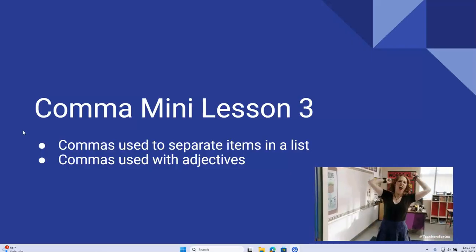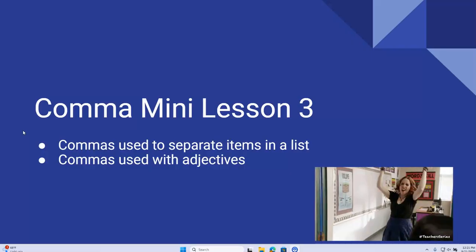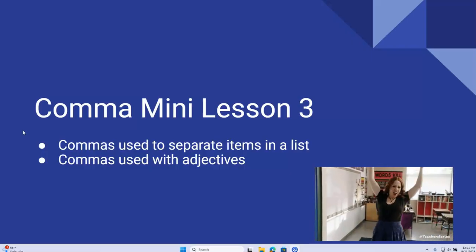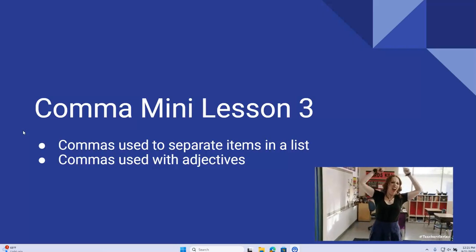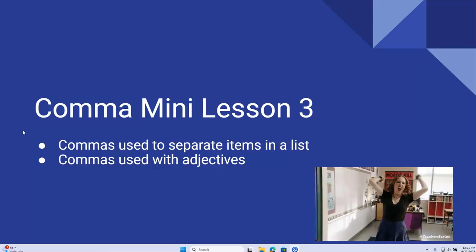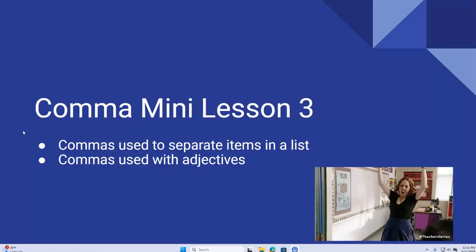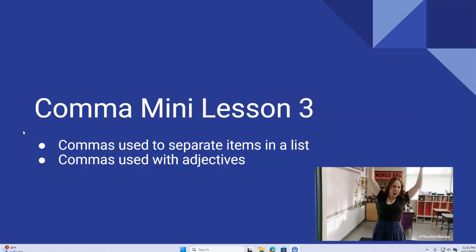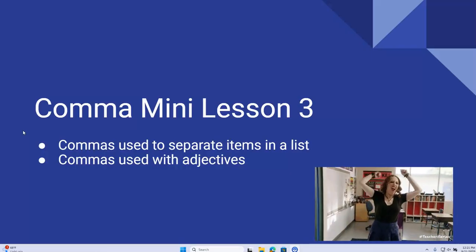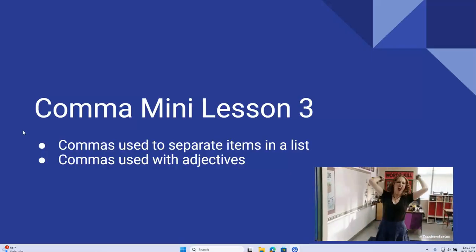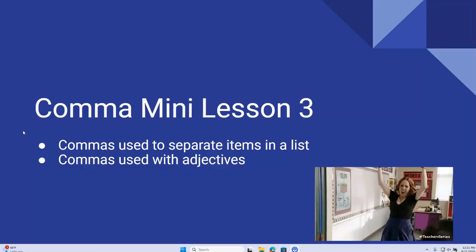We started by talking about using commas with conjunctions. And then last week we talked about using commas in sentences that contain dates. And this week we're adding to that. We're actually going to be talking about two separate instances of when you will need to use commas. The first is going to be using commas to separate items in a list. And the second is going to be using commas in sentences that have adjectives.